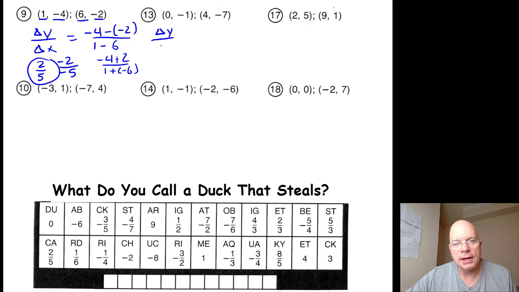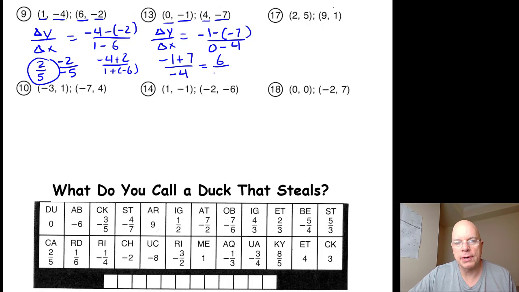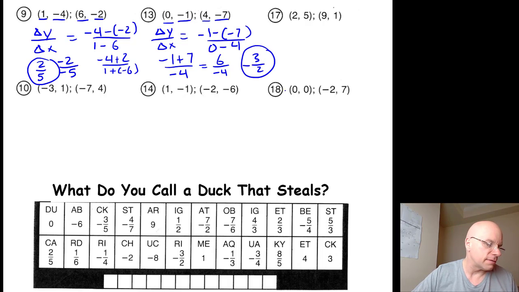Delta y over delta x. Negative 1 minus negative 7 over 0 minus positive 4. Negative 1 minus negative 7 is negative 1 plus positive 7. 0 minus 4 is negative 4. So you end up getting 6 over negative 4. 6/4 simplifies to 3/2, and a positive divided by negative is negative, so negative 3/2 for 13.